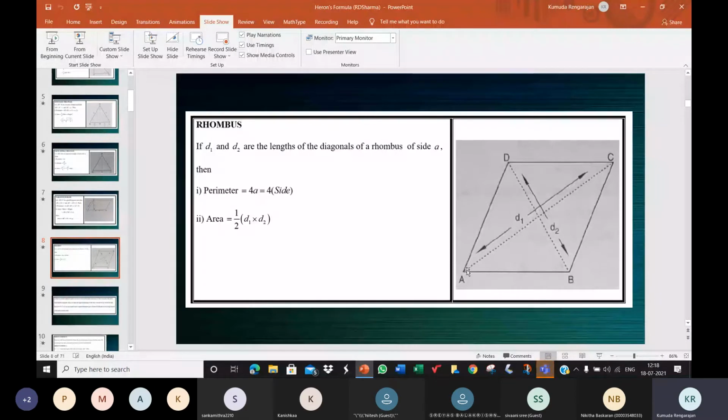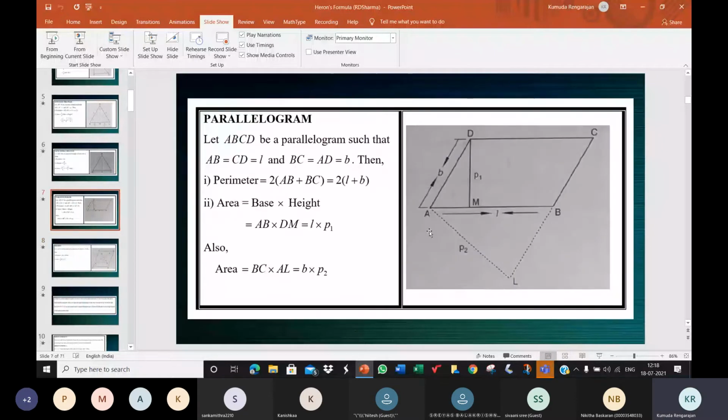Base AB into height, if given this height, like in the case of a parallelogram. Base into height. The height can fall on the side or on the side produced from the opposite vertex.